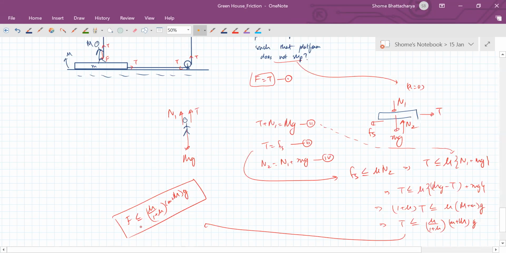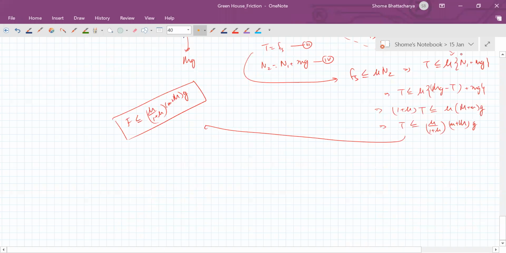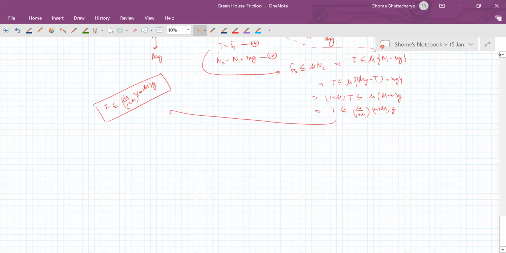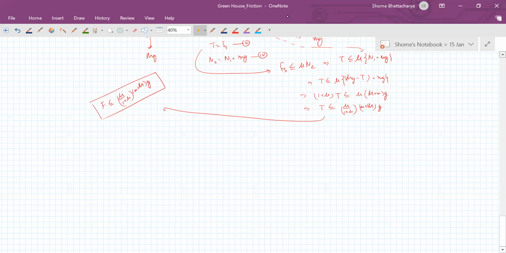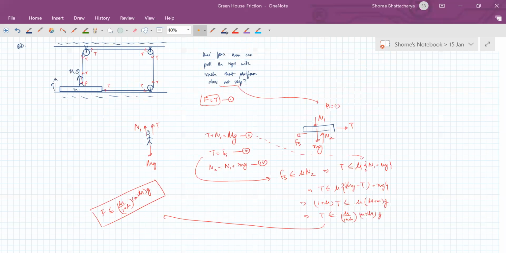So the maximum will be the equality symbol. Maximum force you can apply so that the system is not slipping. This. Okay. So just make a note of this, people. And yes, I will take you back to question 18 after this. Just make a note of this first.